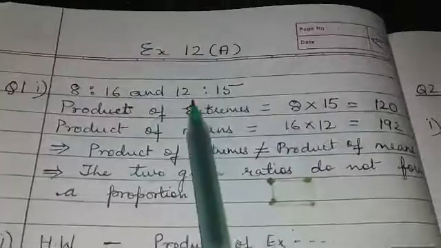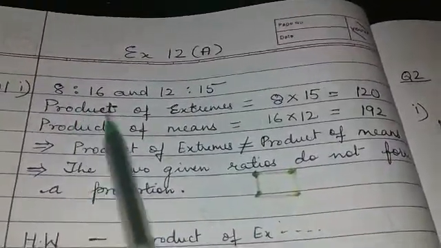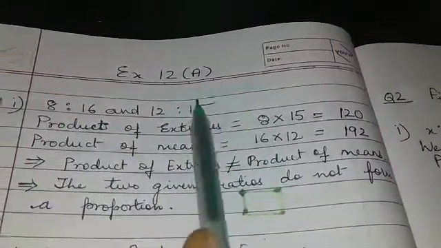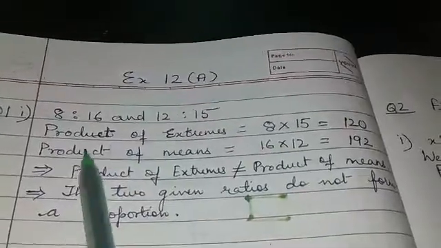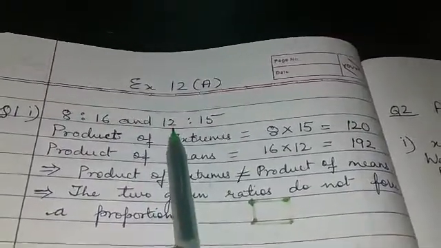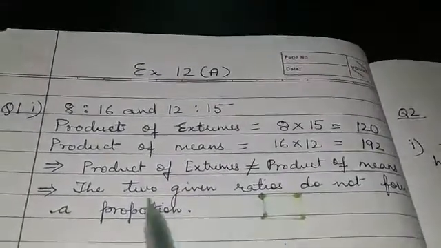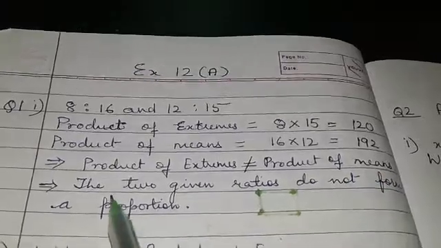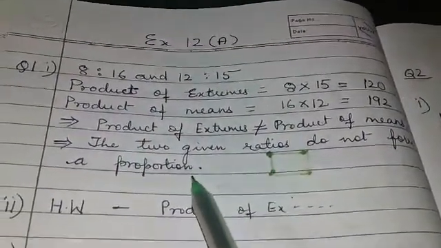So 8 is to 16 and 12 is to 15. I have told you about the product of extremes. Find out first the product of extremes. Product of extremes is 8 and 15. So 8 15s are 120, and the product of means, 16 and 12: 16 12s are 192. So the product of extremes is not equal to the product of means. So we say that the given ratios do not form a proportion.